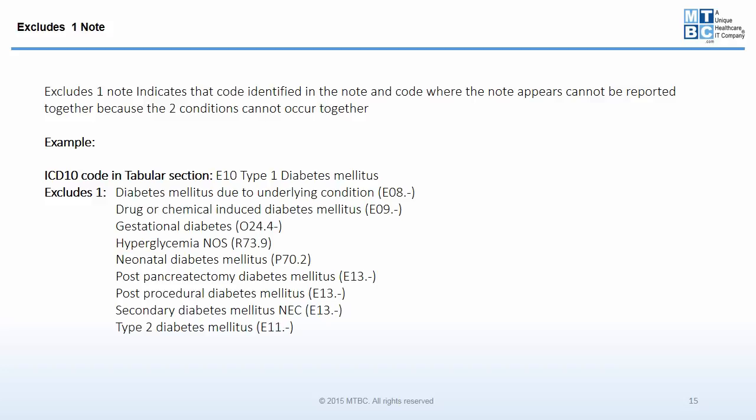If there is no excludes, if what you're looking for is not in the excludes list, then that means you can use the E10. And ICD-9 is the same thing. As long as you check the tabular section and read the whole section of the code that you're looking at, you'll be able to code properly. This is extremely important to get paid.